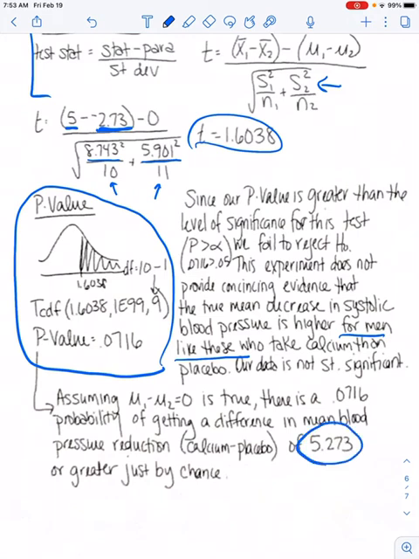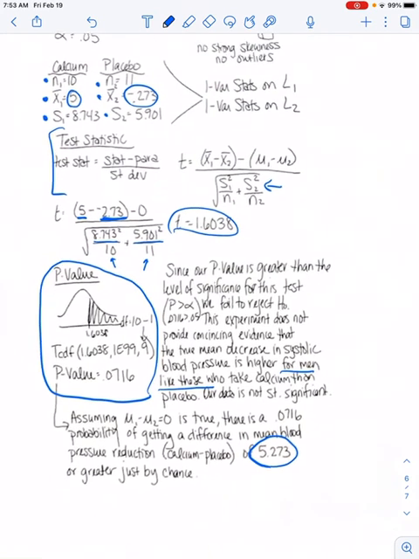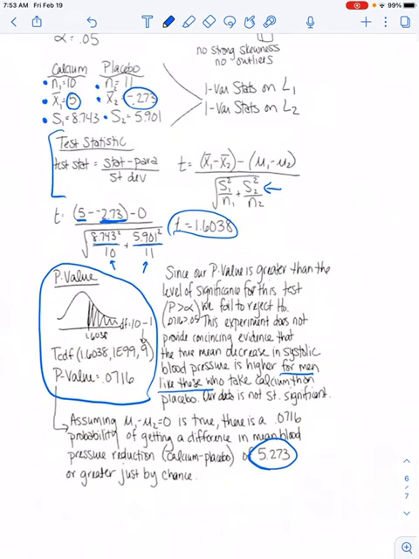Now, let's focus on where that came from. So it is the difference between those two numbers: 5 minus a negative 0.273. So practice that p-value statement because it's not going away. Okay?